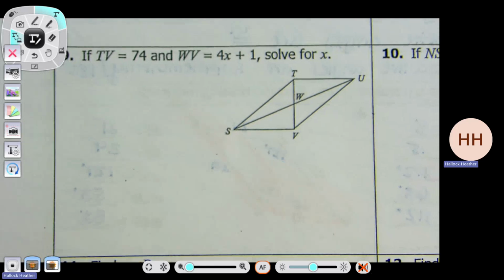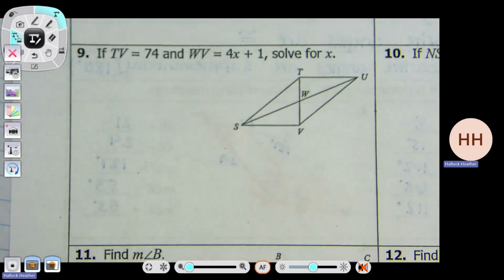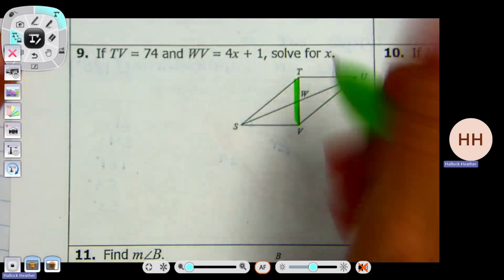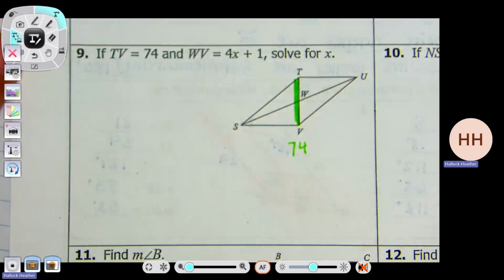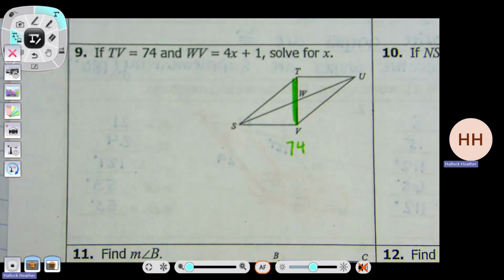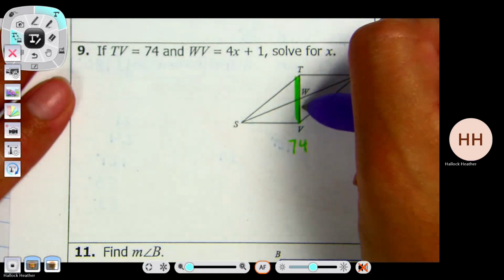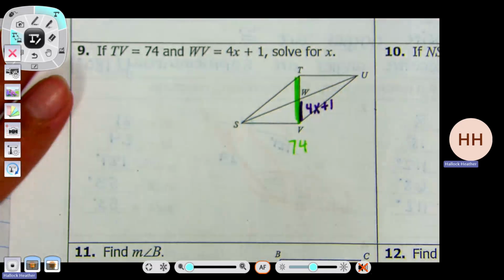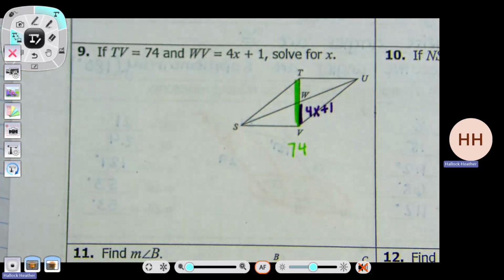So number 9, take a second, put your information in your picture. T to V is 74. That whole line is 74. WV is 4x plus 1. There are 4 different ways to go about this problem. Does anybody have an idea?